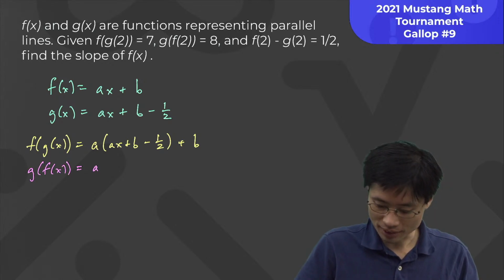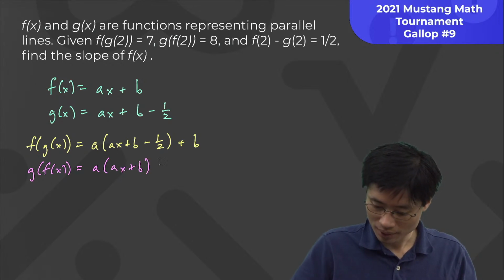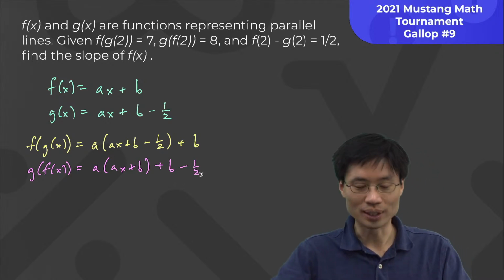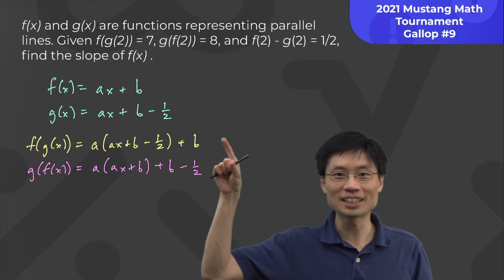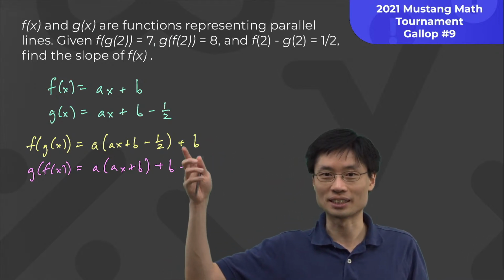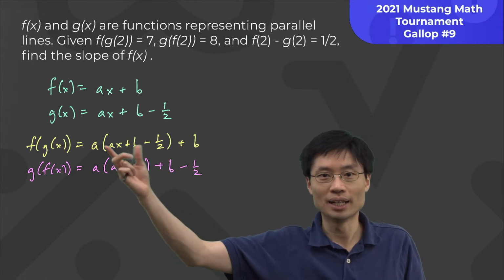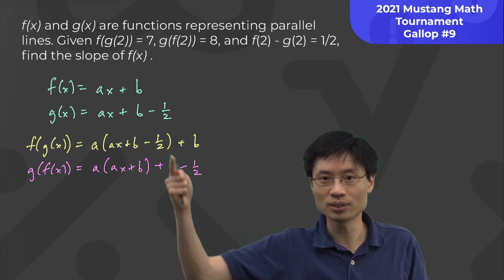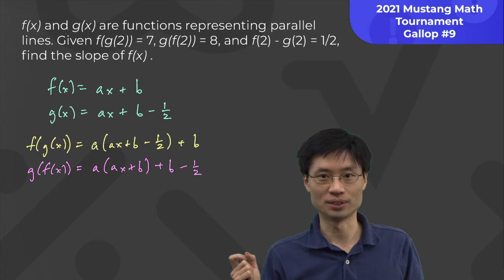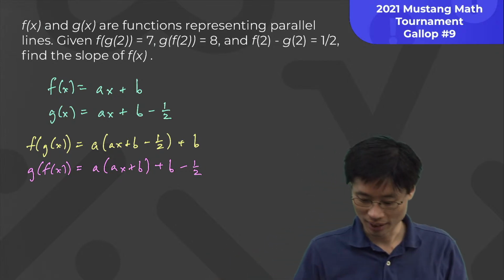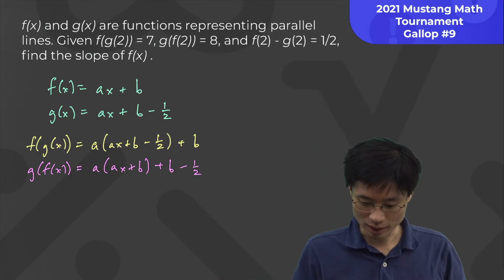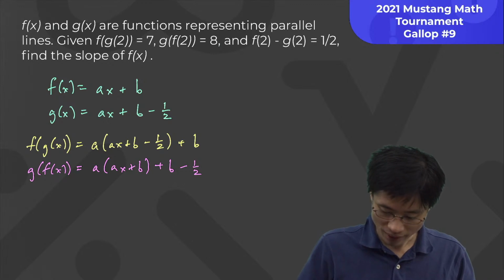G of f of x is going to be a times ax plus b, and then minus a half. Oh, interesting. So now between these, I can figure out what the difference is. You see, the difference between these two things, they look almost the same, except that this guy has a over 2, and this guy has 1 over 2, and everything else is the same. So if I want to know what happens if I subtracted them, this is neat.